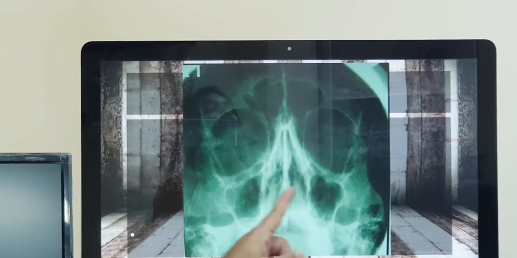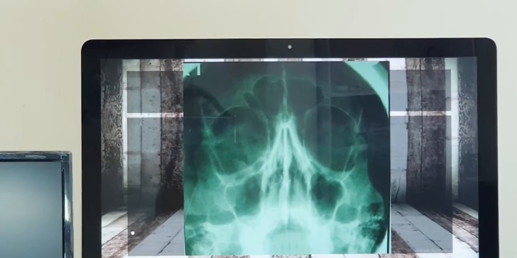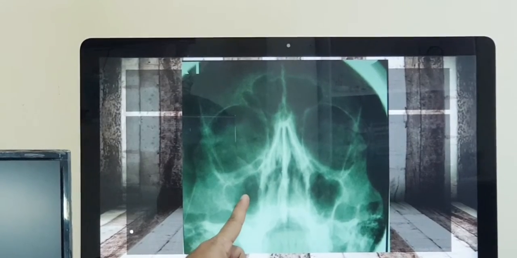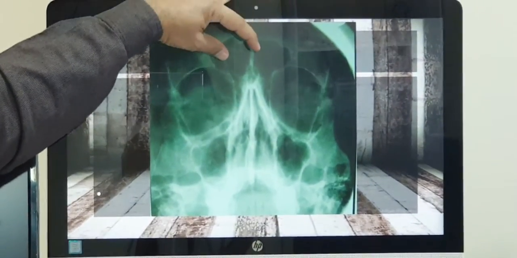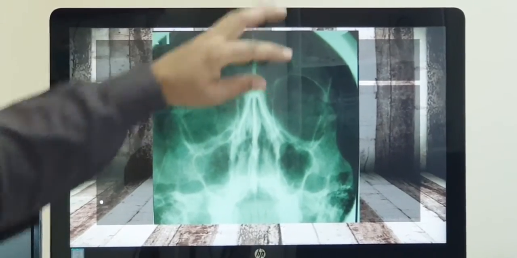One point I would like to highlight: when you see an X-ray, if the sinuses are black in color inside, that means the sinuses are normal. In this X-ray, the pair of maxillary sinuses is black inside. Here also the frontal sinus is black inside, and the ethmoid sinus is black inside.